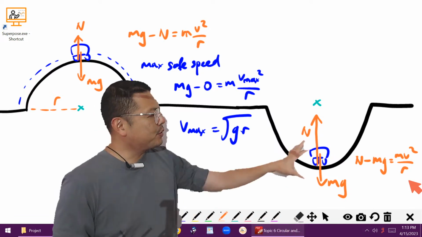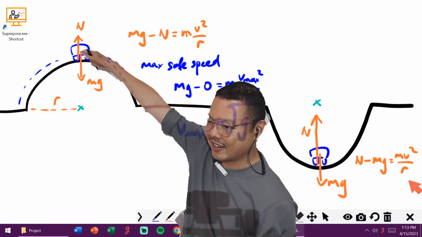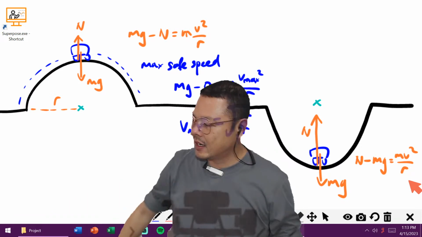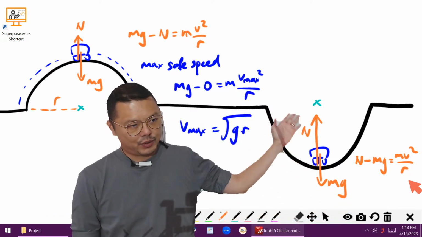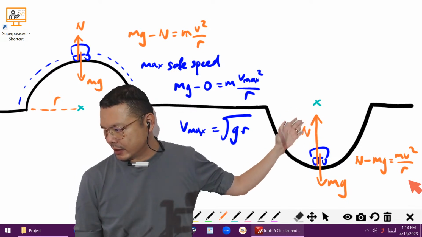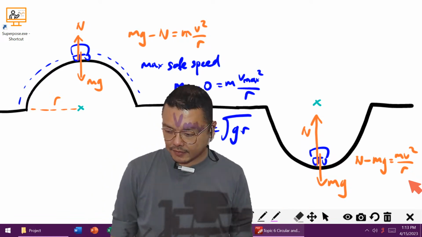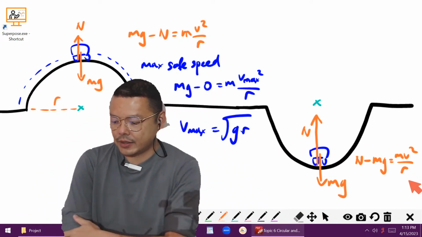Okay, so those kind of safety questions are usually at the top ones like this one, right? What's the minimum speed for this? What's the maximum speed for this? This one, no, this one is whatever speed you want. The N force will be bigger than the mg. That's it. But maybe I will try to help you understand later on.